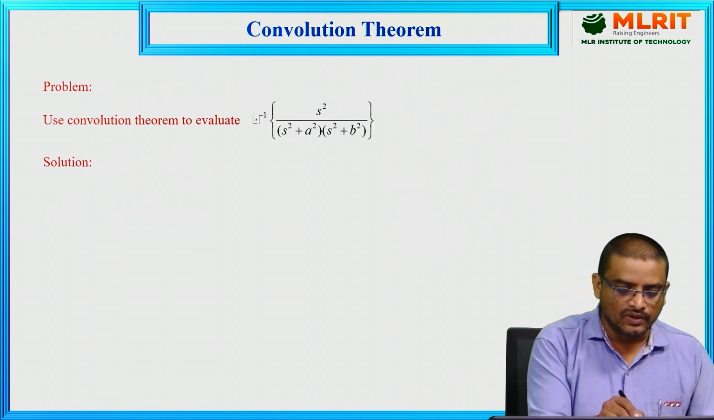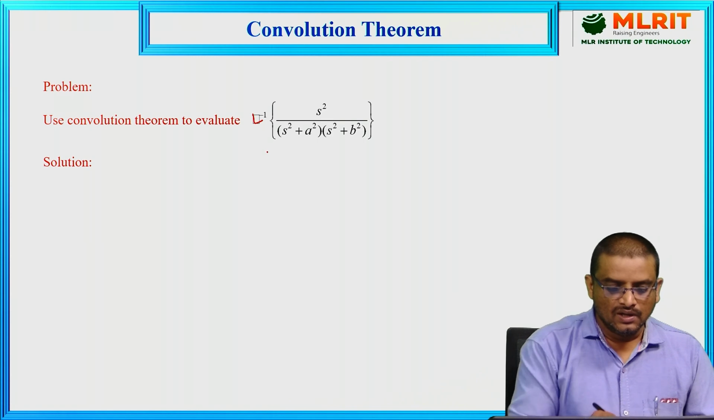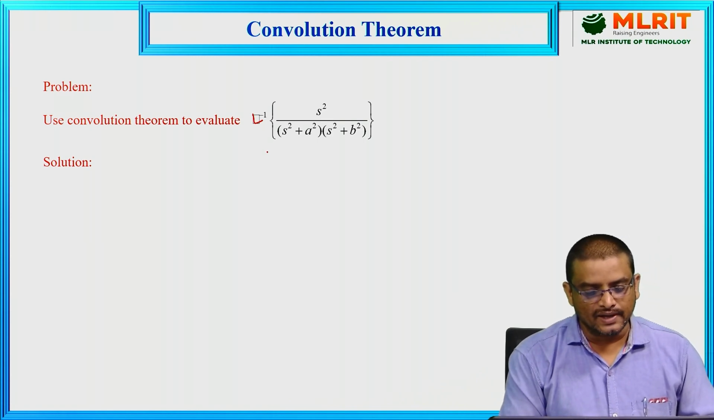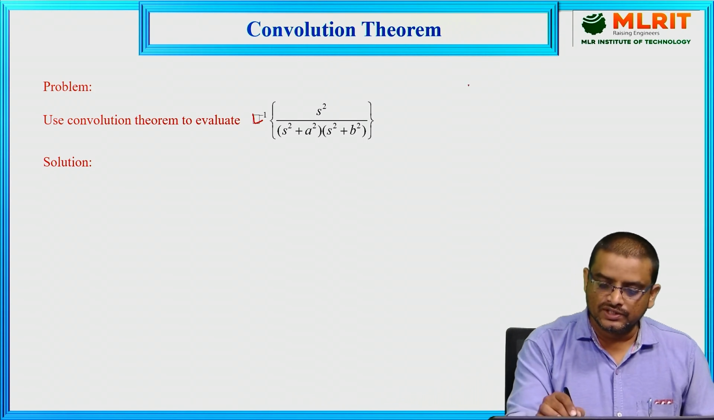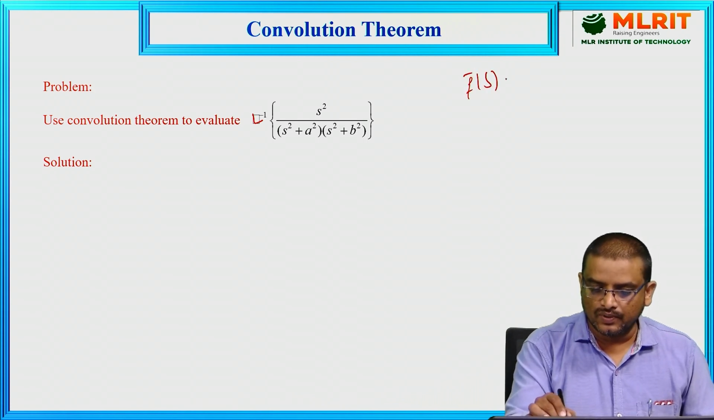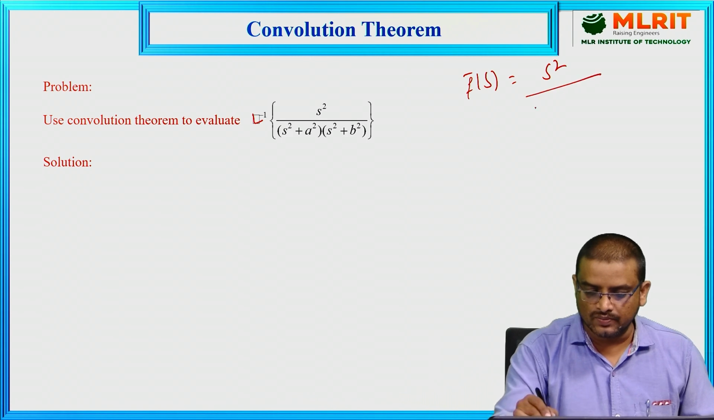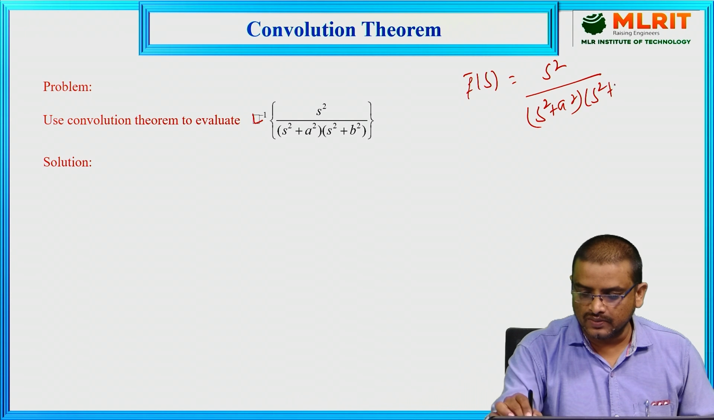Let us take one more example here. L inverse of s square by s square plus a square into s square plus b square. So this is our f bar of s. F bar of s is equal to s square by s square plus a square into s square plus b square.